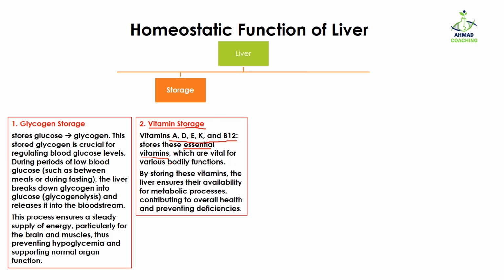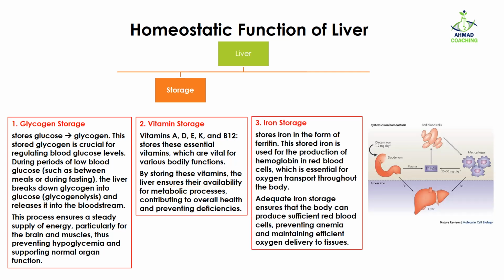These vitamins are vital for various bodily functions. By storing these vitamins, the liver ensures their availability for metabolic processes. So the liver acts as a storage house for these vitamins, and whenever the body requires them and you are not supplying them from outside in the form of food, the liver is going to take some vitamins from storage and send them to the place of metabolism where they are required, so that overall health is maintained and any kind of deficiency is prevented.